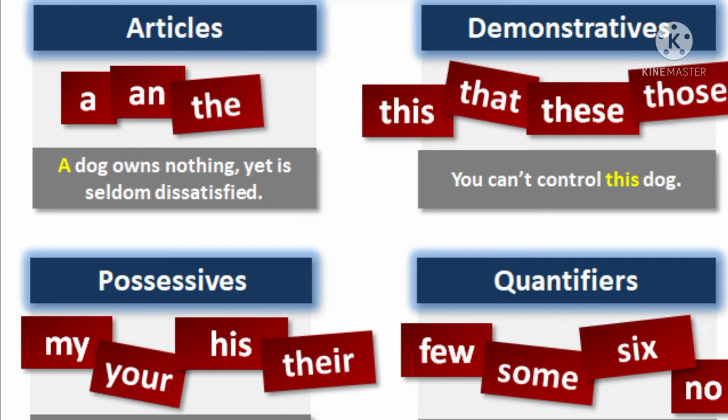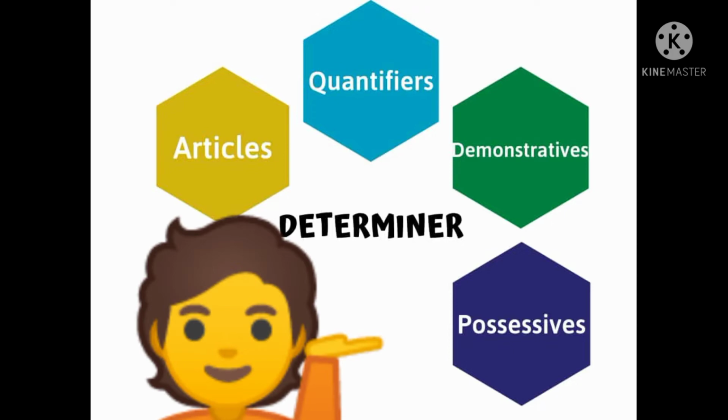Words such as a, an, the, this, that, these, those, my, your, his, their, few, some, six, no are also called determiners. Next, we will see the types of determiners. First one is articles, second one is quantifiers, third one is demonstratives, and the fourth one is possessives.